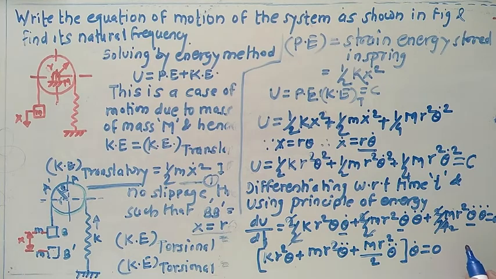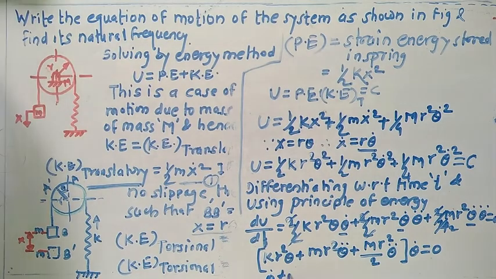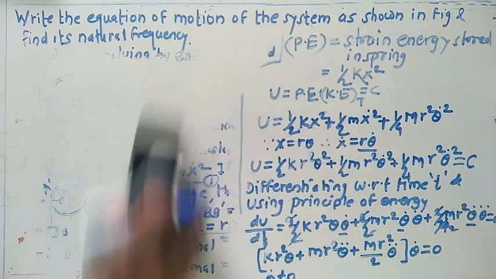Since the velocity in the system never becomes 0, theta single dot is not equal to 0 in this case. So what about the next one? If theta single dot is not equal to 0, it means the second bracket must be equal to 0. So the next step will come like this.